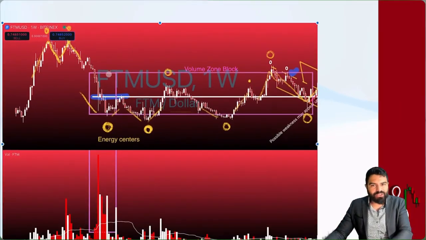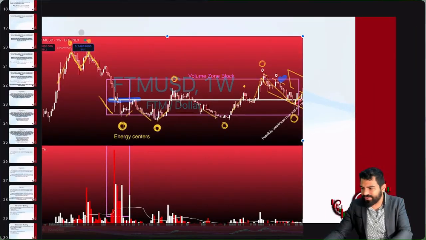So this was FTM just this past week. We were looking at FTM on the weekly chart. This was April of 2022. And just this last week, we were reading volume in this block.